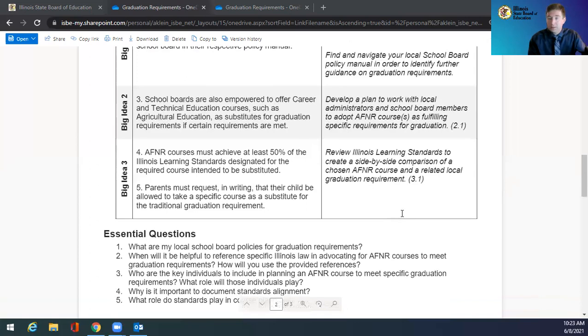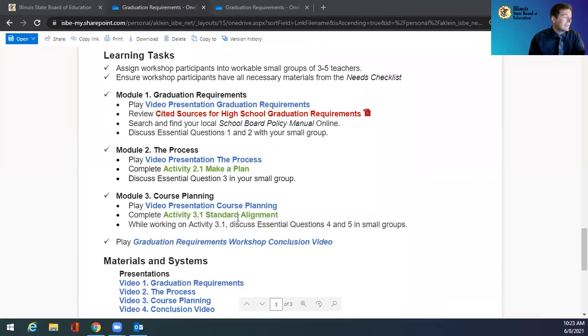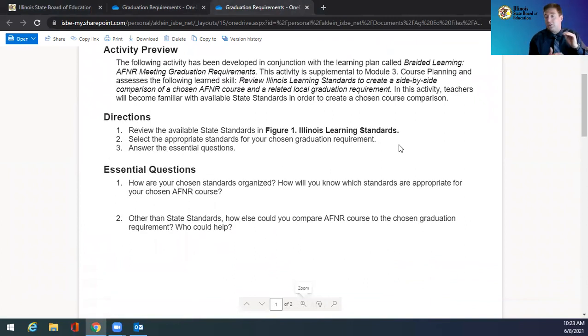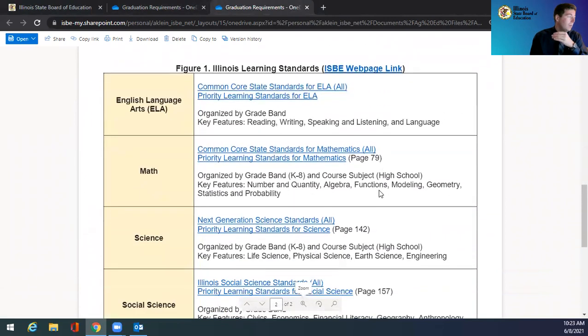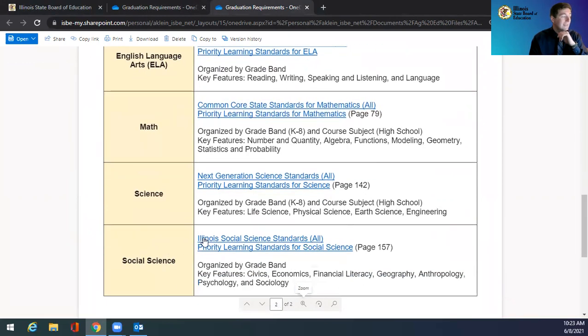Okay, now to reinforce these two concepts and the skill that goes along with them, we are going to jump into activity 3, which is activity 3.1, standard alignment. Simple activity here. First, I'm going to ask you to refer to figure 1, on the second page, which provides a framework for looking at some of the Illinois learning standards. In this figure, I provide the 4 most common ones used for the graduation required courses. They're common courses we're looking to substitute with AF&R courses. And those are English language arts, math, science, and social science.